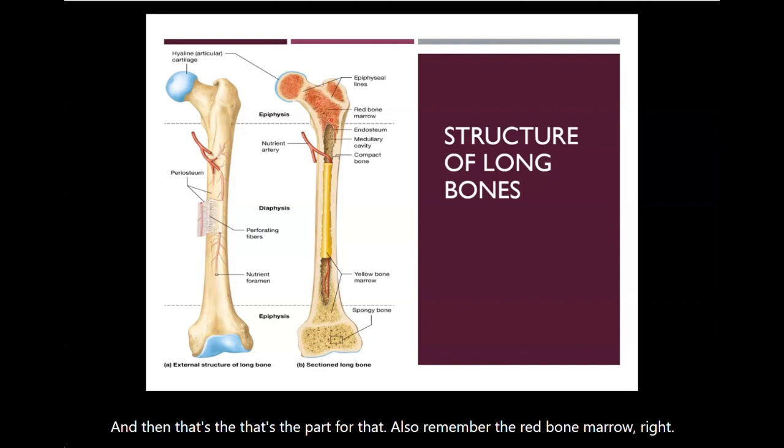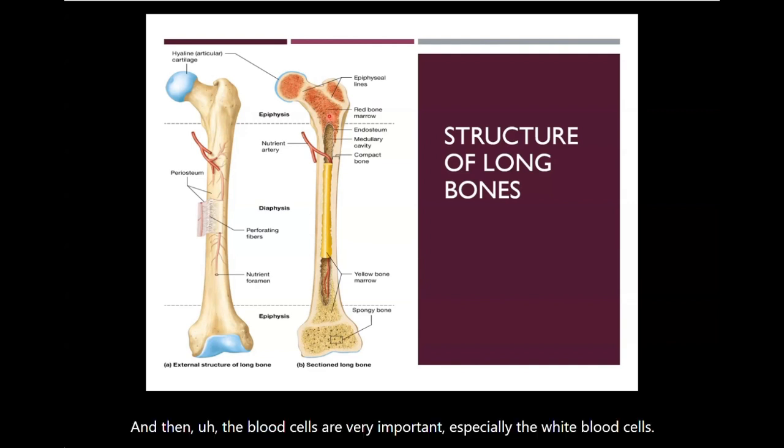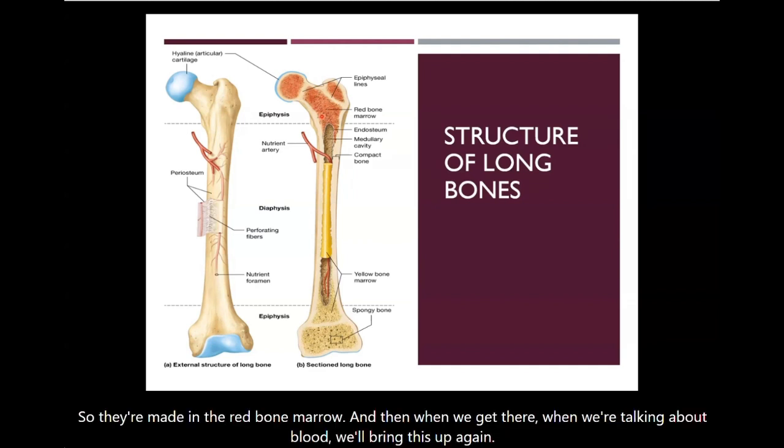Also, remember the red bone marrow, right? We have a red bone marrow in our bones. That's where blood cells are produced, are formed. And then the blood cells are very important, especially the white blood cells, right? They play a big role with our immune system. So they're made in the red bone marrow. And then when we get there, when we're talking about blood, we'll bring this up again.